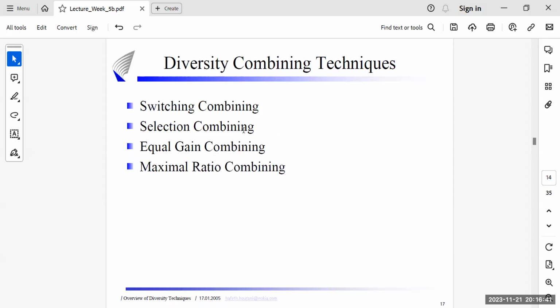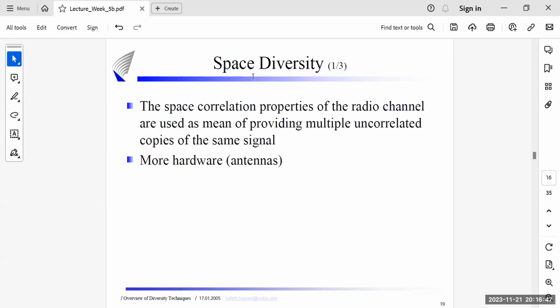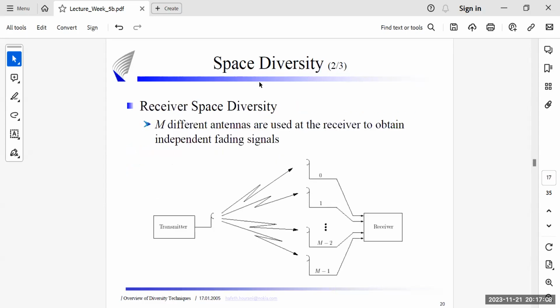One is switching combining, selection combining, equal gain, maximal ratio combining, right? Before we study that, first of all, let us see what is space diversity. The space correlation properties of the radio channel are used as a means of providing multiple uncorrelated copies of the same signal. So you need to have more hardware for that, because you want to employ diversity in space. So if you want to have diversity in space, you need to have more antennas in that case.